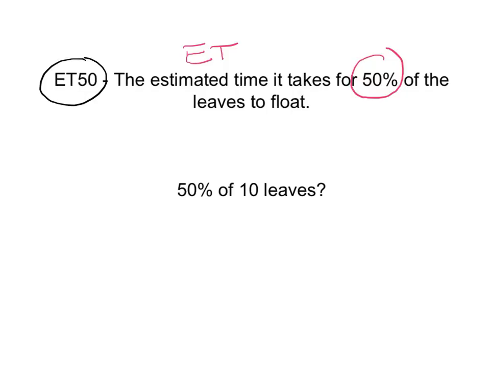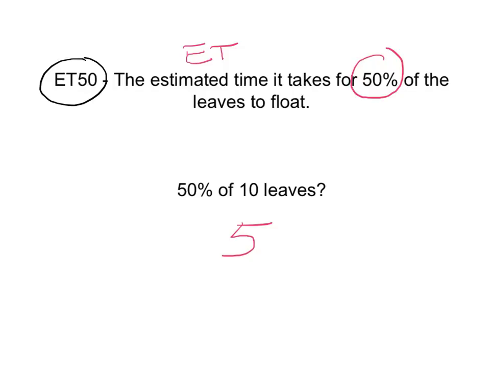Now we have to ask ourselves the question, what's 50% of 10? Because most of us use 10 leaves. Well, that's a pretty simple question. 50% of 10 is 5. So now we have to determine in each of our cups, when did 5 leaves start floating? And now we can take a look back at the graphs that we calculated.